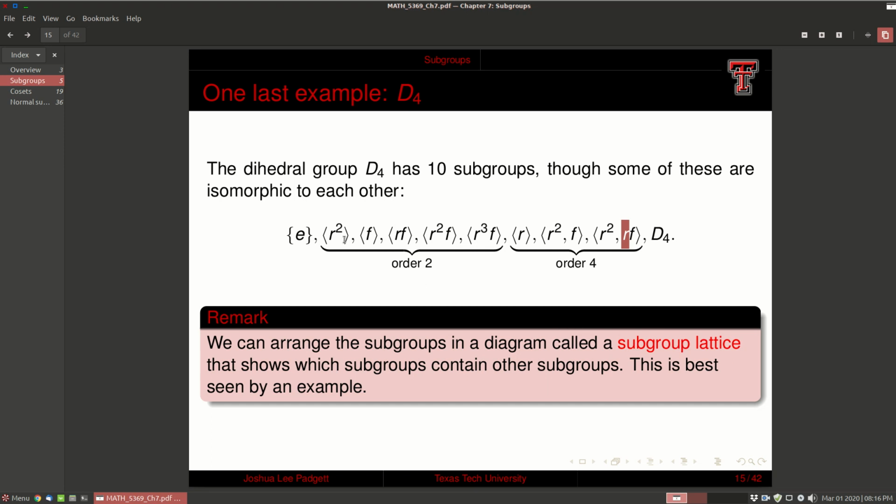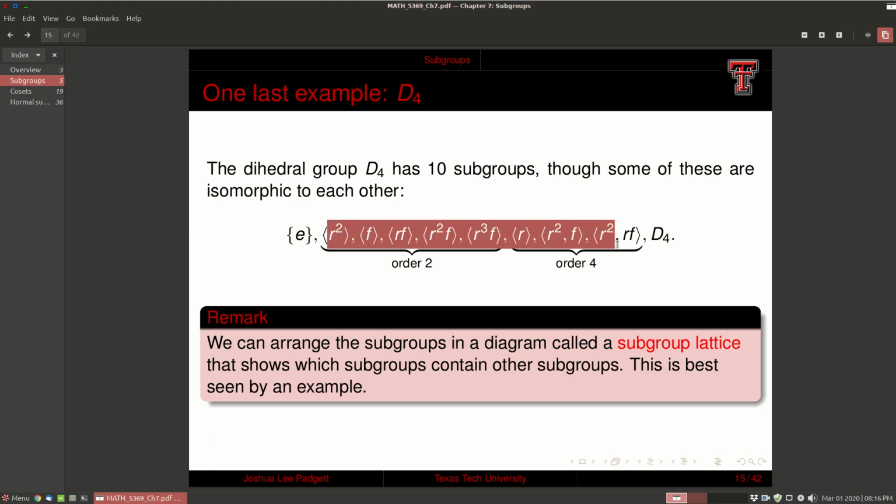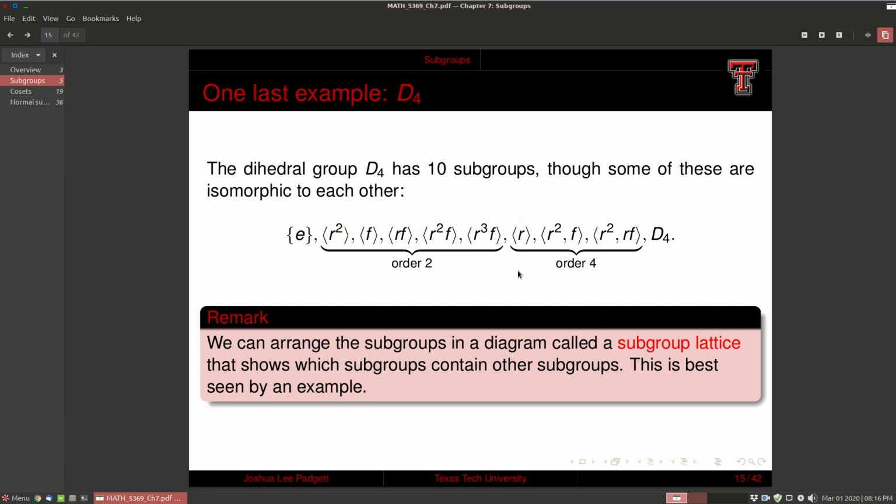So what do I mean? So we have the smallest subgroup, which is the trivial guy, and the largest subgroup, which is the non-proper guy. And it's actually the case that all of these, of course, live inside of D4, but some of these live inside of the other. So for instance, R squared lives inside of R. Why? Because R performs the entire rotation, and R squared performs the same rotation, but instead of taking single steps, I'm taking double steps. So it lives inside of that group.